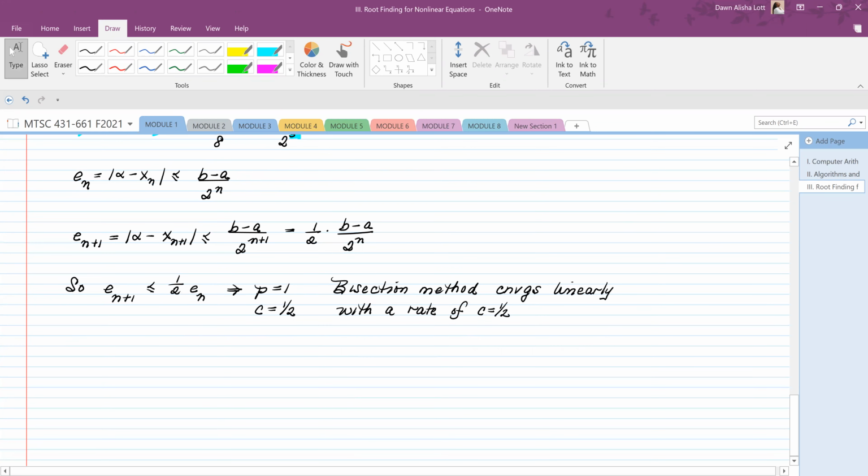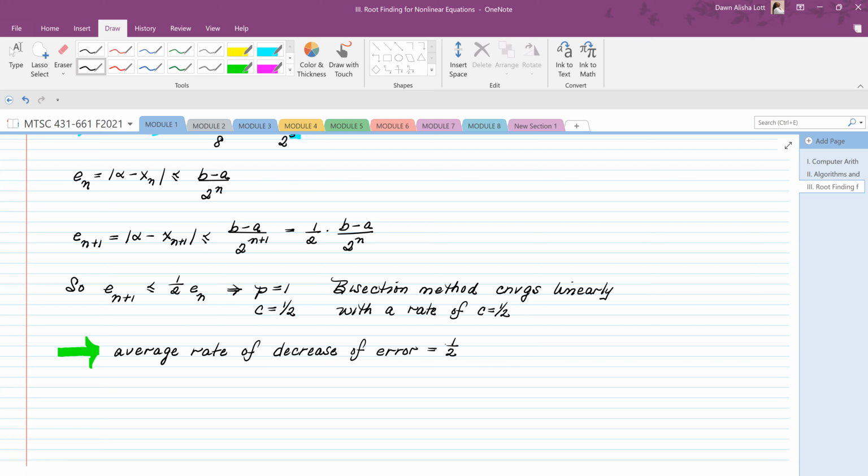And another way of saying this is the average rate of decrease of the error is equal to a half. Okay.